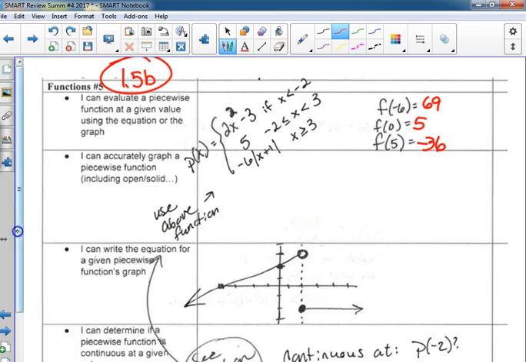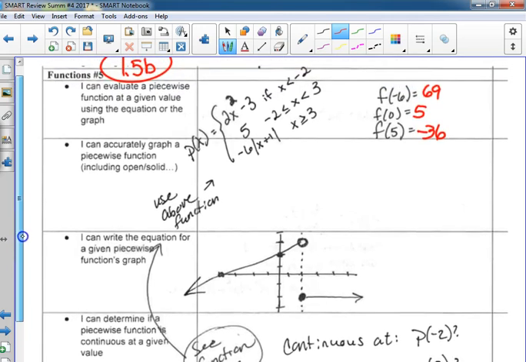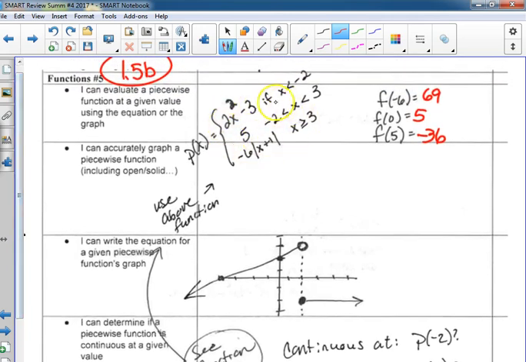I can accurately graph a piecewise function. So we're supposed to graph this hot mess? Okay. I'm thinking I need to put that in another page.